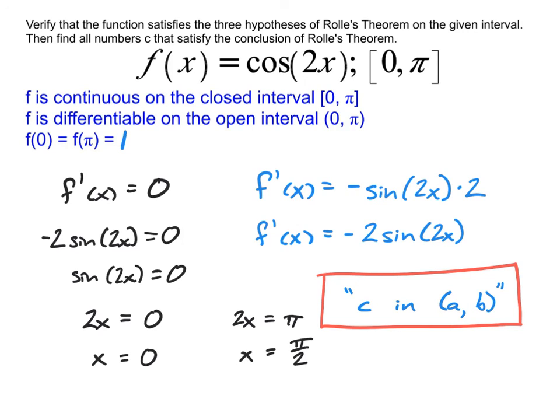So notice that those are parentheses there, not the square bracket. So it does not include a and b. So c cannot equal a or b. It has to be between them. Therefore, this x equals 0 is not a possible solution, but x equals pi over 2 is. So that is our one solution in this particular problem, that x equals pi over 2.